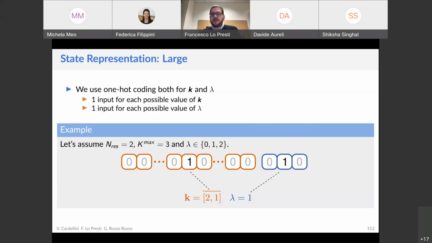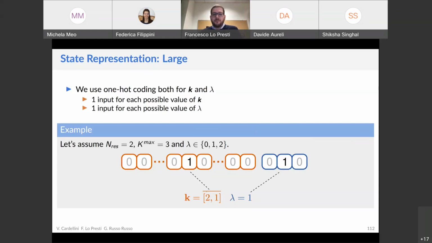An opposite strategy may consist in using one-hot coding both for key and lambda. One-hot coding means that we associate each possible configuration of the state with exactly one input element that is non-zero just for that specific state configuration. But in this case, of course, we have a very large number of input elements, which grows exponentially with the number of computing nodes that we have in the model.